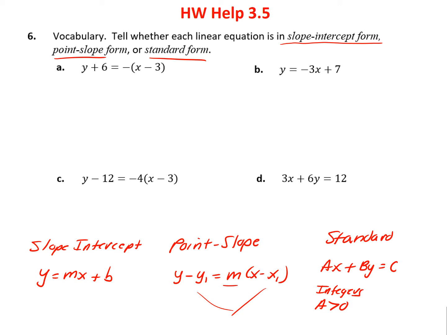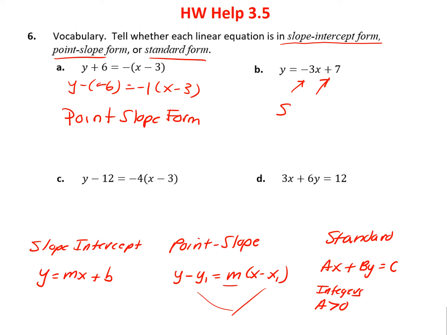Notice this one, y plus 6. This would be y minus 6 equals minus 1 times x minus 3, and you notice that that is the point slope form. In this case, you can clearly see there's my slope, there's my y-intercept. This is the slope-intercept form.